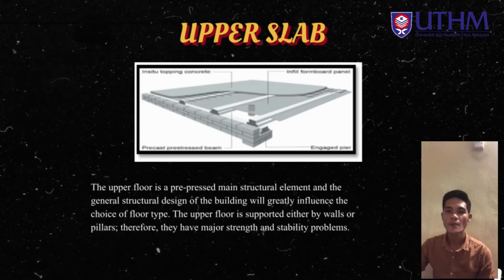For the upper slab, the upper floor is a main structure element, and the general structure design of the building will greatly influence the choice of floor type. The upper floor is supported either by walls or pillars, therefore they have major strength and stability problems.